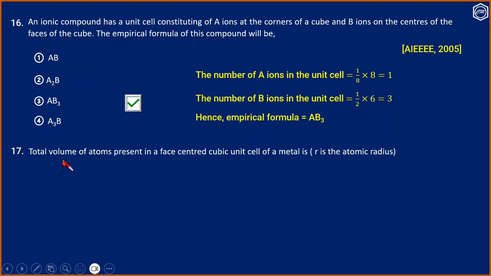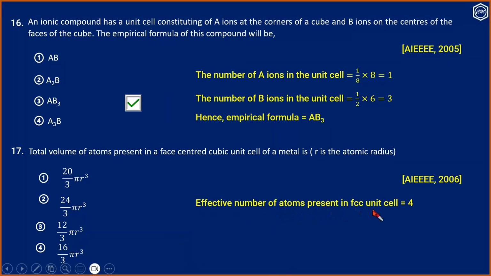Question 17. The total volume of atoms present in a face-centered cubic unit cell of a metal, where r is the atomic radius, is: 20 by 3 pi r cube, 24 by 3 pi r cube, 16 by 3 pi r cube. The effective number of atoms present in an FCC unit cell is 4. The total volume of atoms: the volume of one atom is 4 by 3 pi r cube, into 4, that is 16 by 3 pi r cube. The fourth option is the correct answer.